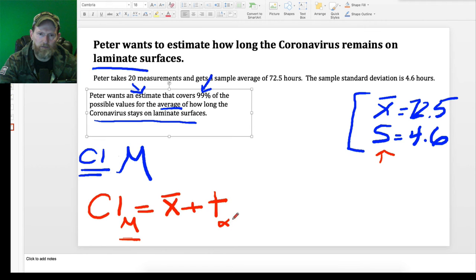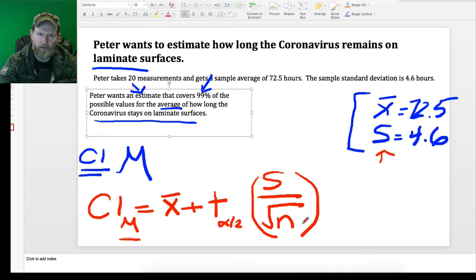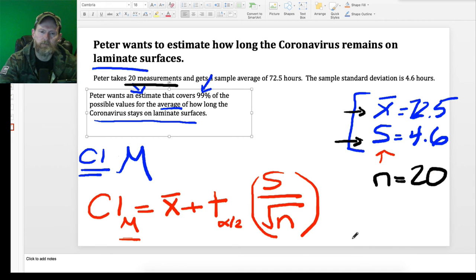And we've got to use the t value for alpha half. We'll come back to that. The rest of this formula is the sample standard deviation divided by the square root of n. So let's just go and see what we have. We have x bar. We have n, 20 measurements. So n is 20. The only thing we don't have right now is t for alpha half.